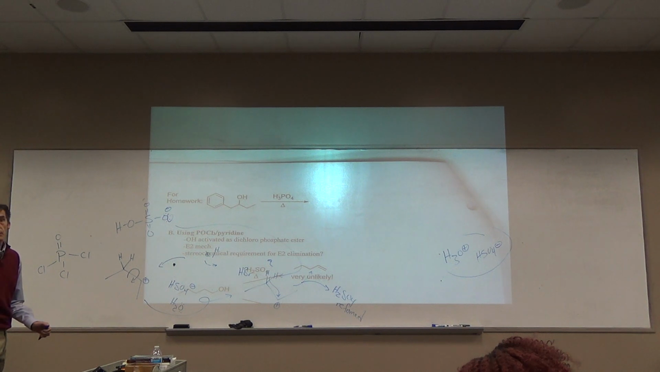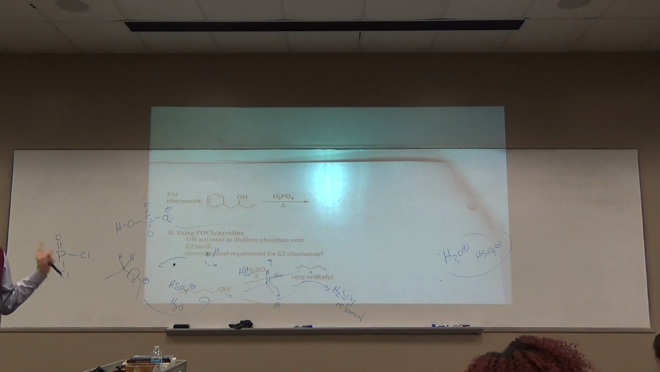All right? And we'll pick up here, and we'll use POCl3 and pyridine to dehydrate as an alternative way to dehydrate, particularly for primary alcohols, which don't dehydrate by an E1.